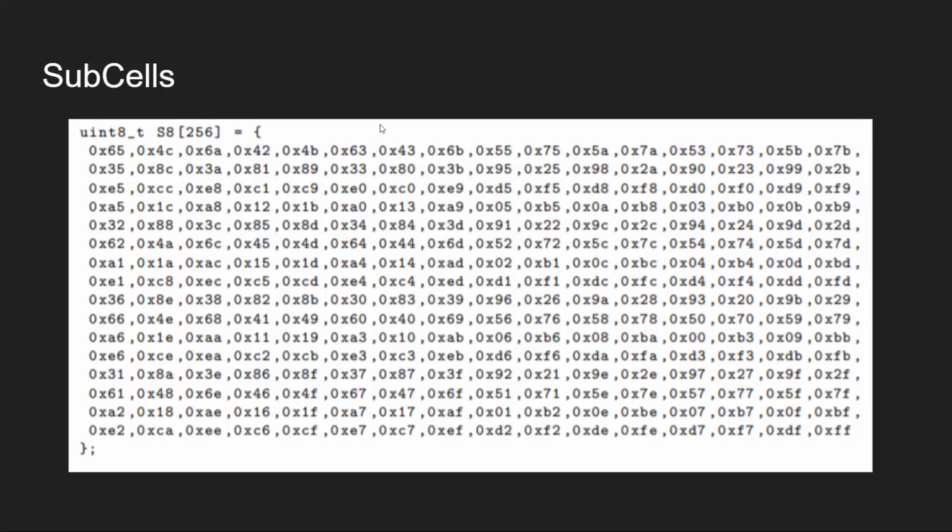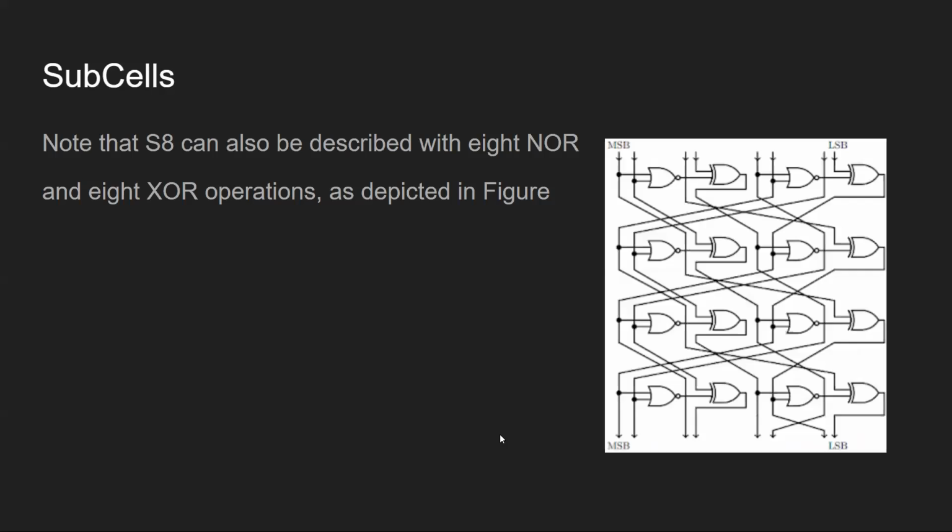So SubCells is an 8-bit S-box. The S-box is applied to every cell of the cipher internal state, and it's given in hexadecimal notation. Note that S8 could be described with 8 NOR gates and 8 XOR gates as depicted in this figure, and it takes 8 inputs.